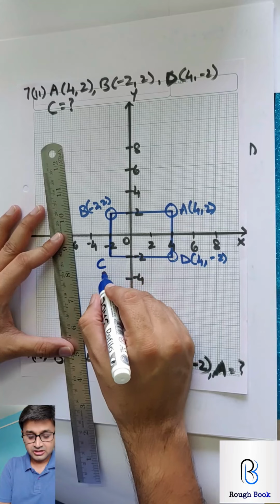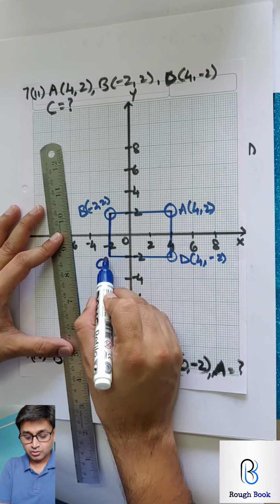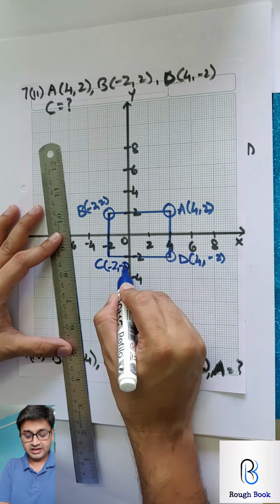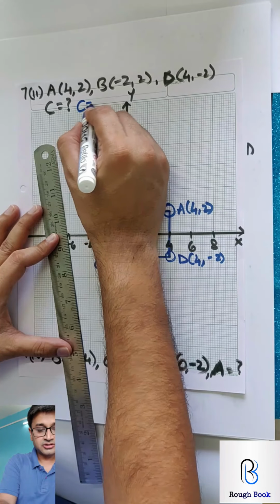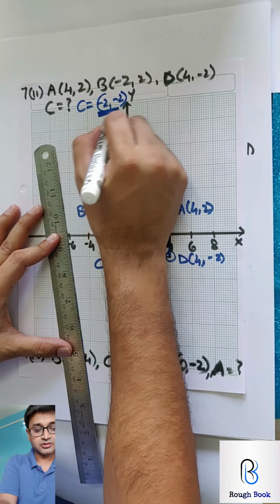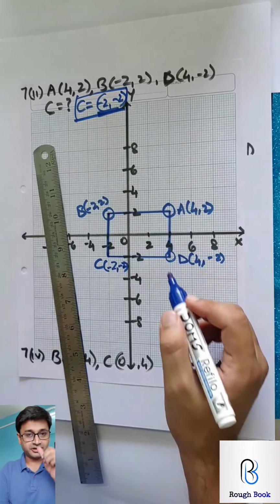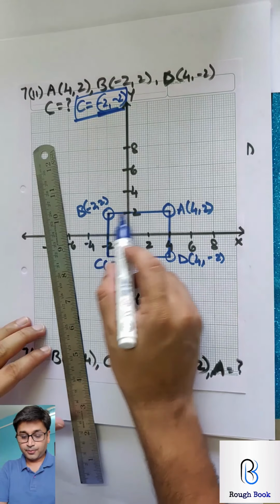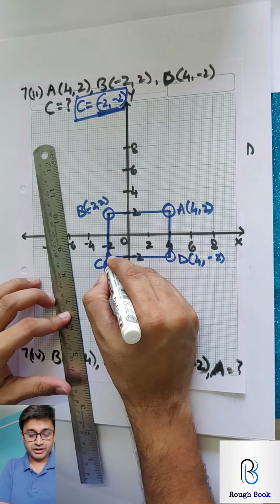Now read the values. So what are the coordinates? Minus 2 by minus 2. First the x-axis, then the y-axis. So C is minus 2 by minus 2. Your question is to find the coordinates of C. That's it. Plot and get the coordinates of point C.